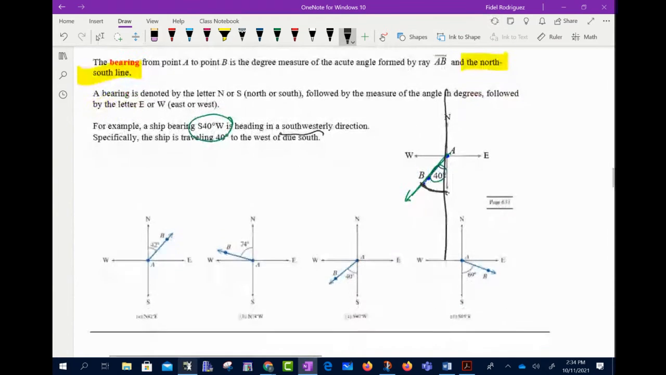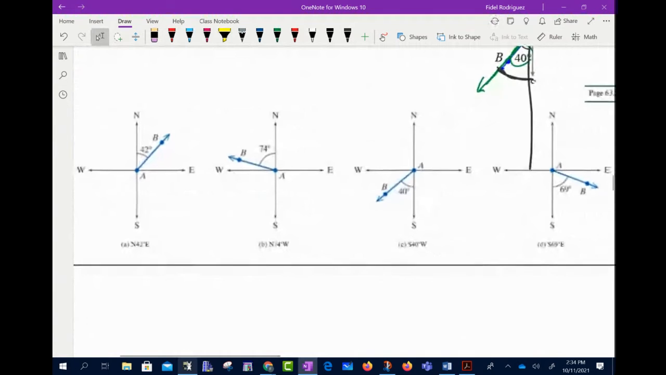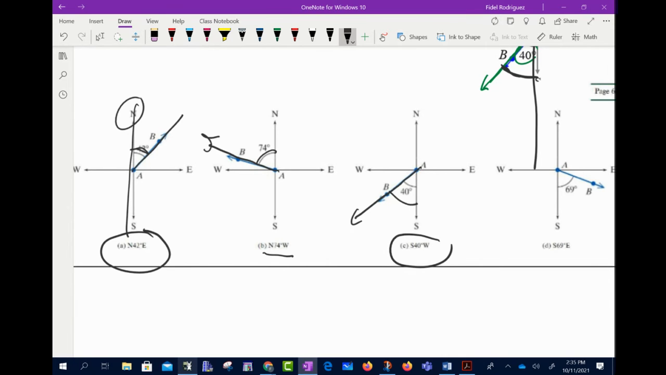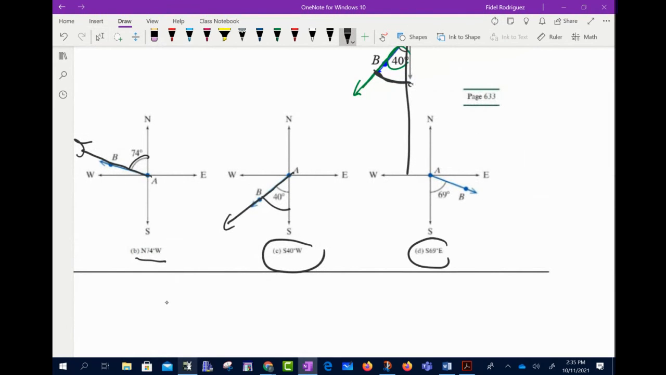Okay, so let's take a look here. I'm just going to zoom in so you can see exactly what's going on. So what does north 42 degrees east look like? We're heading north, but the angle is 42 degrees. And again, it's always measured on the north-south line. Okay. North 74 degrees west. Again, we're heading in the north direction, so we're heading slightly up, but this angle here is 74 degrees. South 40 degrees west, I'm heading in the southern direction, 40 degrees measured that way. And south 69 degrees east, we're heading downward, and this angle here is going to be 69. Always going to be measured on the north-south line, okay? Every single time.